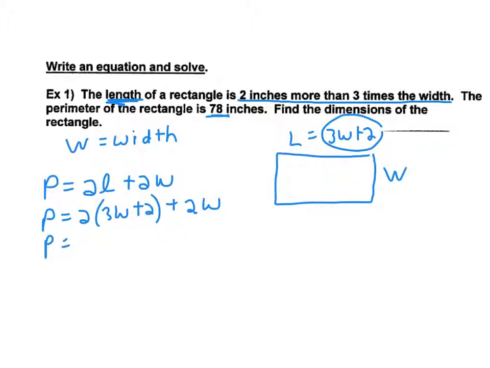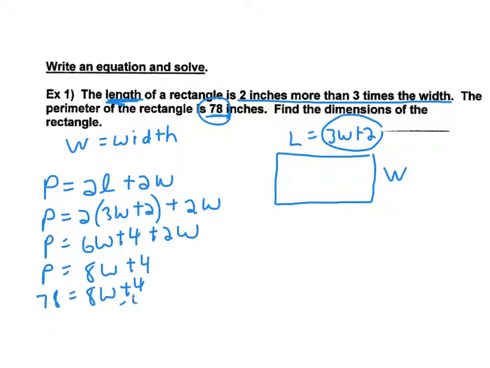So distribute, and you would get 6W plus 4 plus 2W. Then combine like terms, and you would get 8W plus 4. Now, I already know what the perimeter is, and I forgot to put it in there, so let me do that now. So the perimeter is 78. So I'm going to take 78 equals 8W plus 4, subtract 4 from both sides, and I would get 74 equals 8W. Now that doesn't go in evenly, I don't think, so let's make sure I didn't do anything wrong.